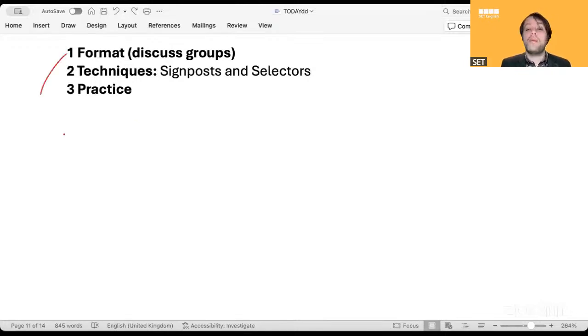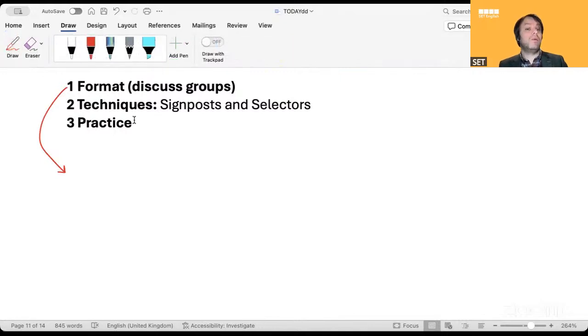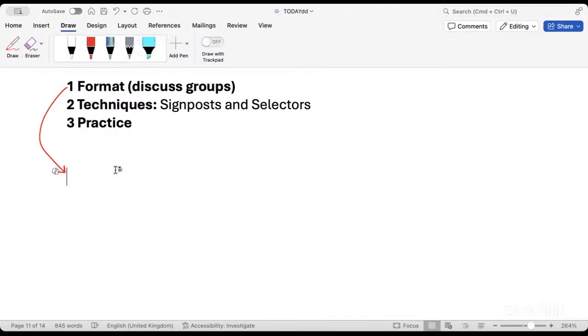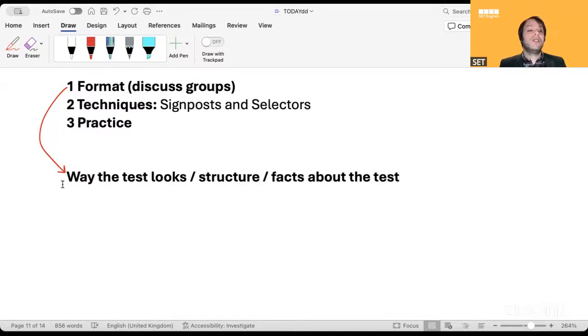What does format mean, Carmen? Just in case there's anyone who doesn't even know this. What does format actually mean? The way that the test looks, the structure of the test, or we could say the facts about the test. Okay. Yeah. So I always start with this, and it's a good way to warm up.